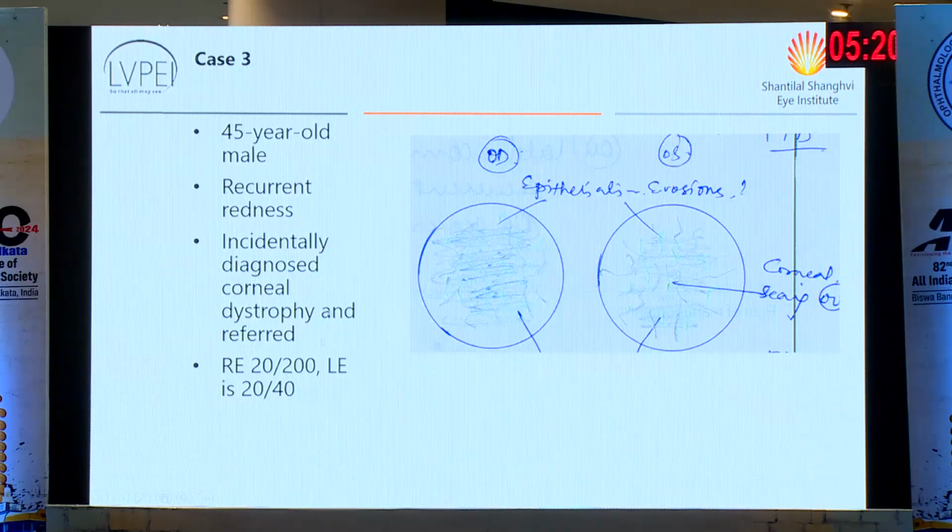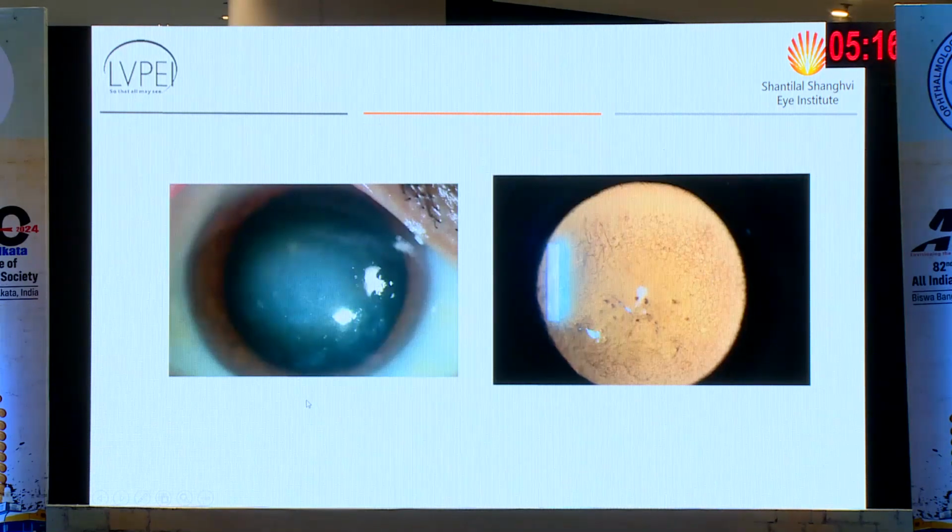He seemed to be managing with his left eye, which was 20/40, and in the right eye he had very poor vision. So this is how lattice dystrophy could look. When you look at it with direct illumination, you can just see centrally the cornea looks very cloudy. Of course, there are peripheral deposits also, not shown in this picture.